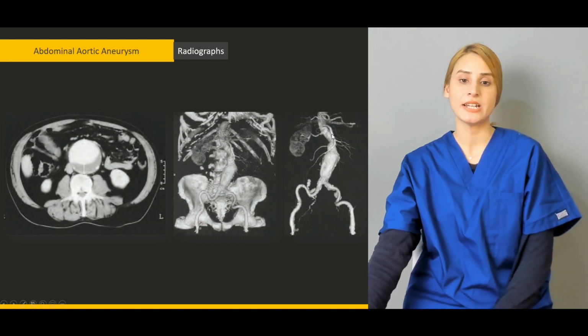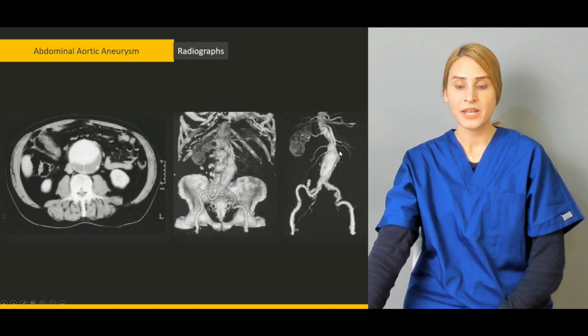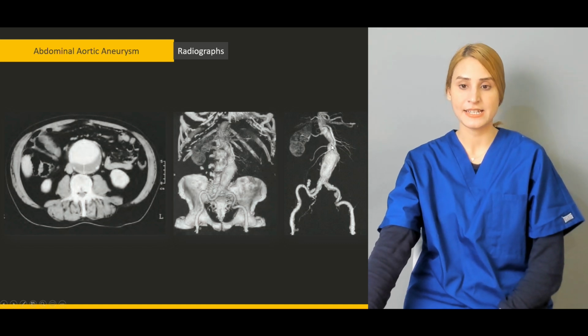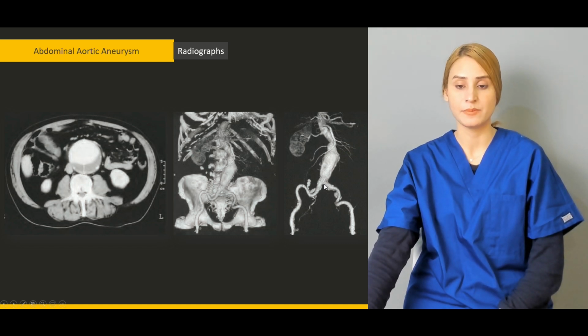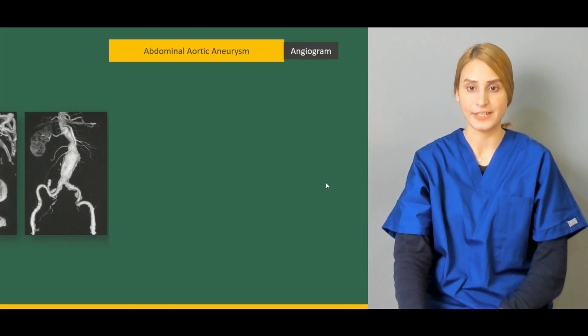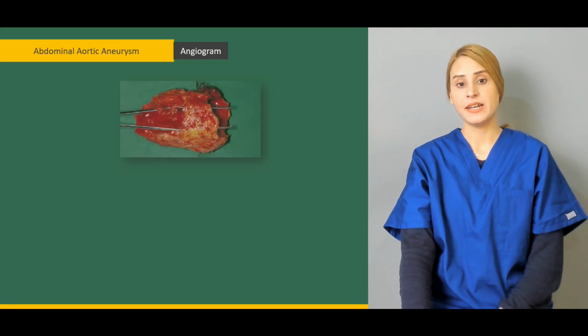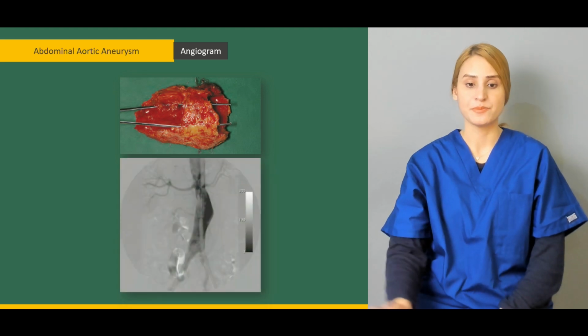So there's another diagram. It's a more clear picture, and it's actually extending infrarenally to the bifurcation of the common iliac vessels. So angiogram is again very important.